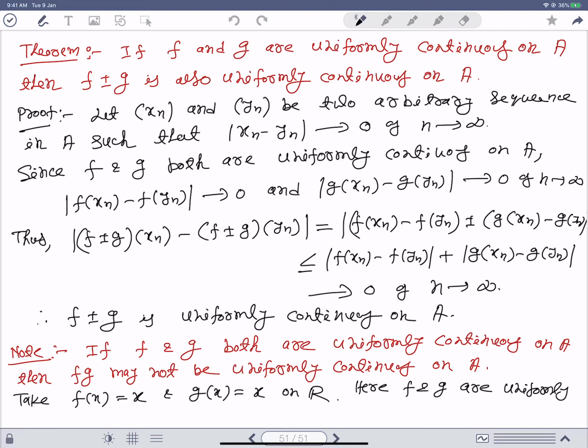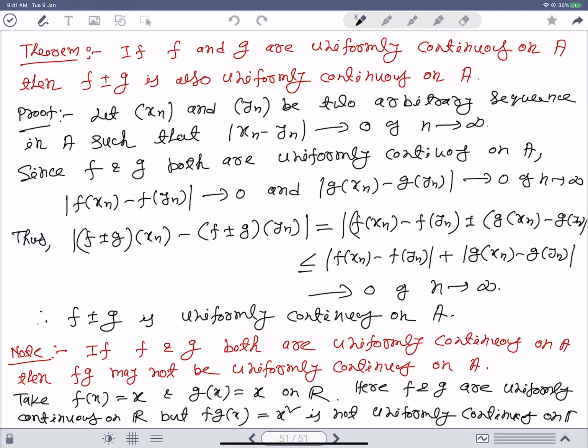So g(x) = x squared is not uniformly continuous on the domain R.